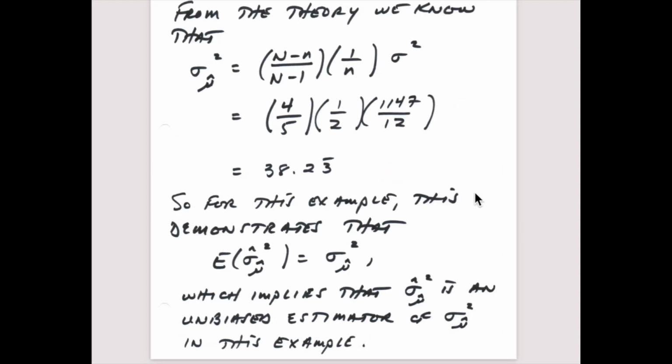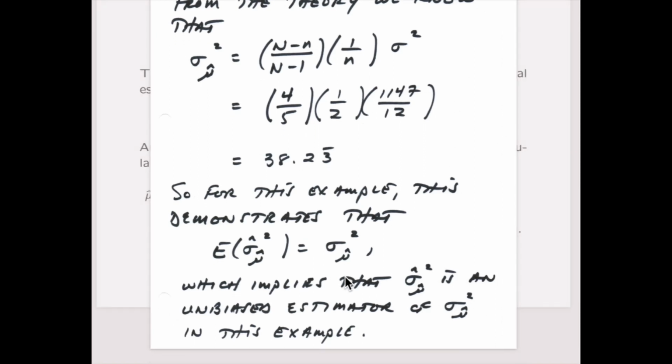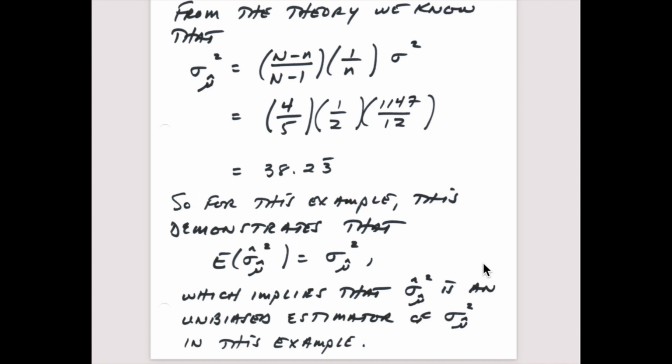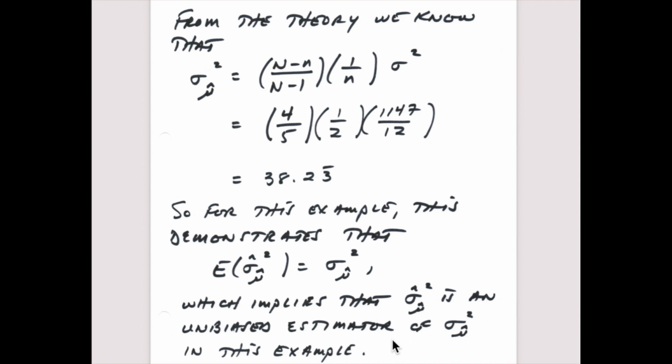And so we've seen for this example, this demonstrates that the expected value, the mean of the sampling distribution of sigma hat squared sub mu hat, is in fact equal to the true variance of the sampling distribution of mu hat. And so this implies then, at least for this example, that sigma hat squared sub mu hat is an unbiased estimator of sigma squared sub mu hat. Okay? This is not a proof of the general result, it's a demonstration of this particular example, but the result does hold in general.